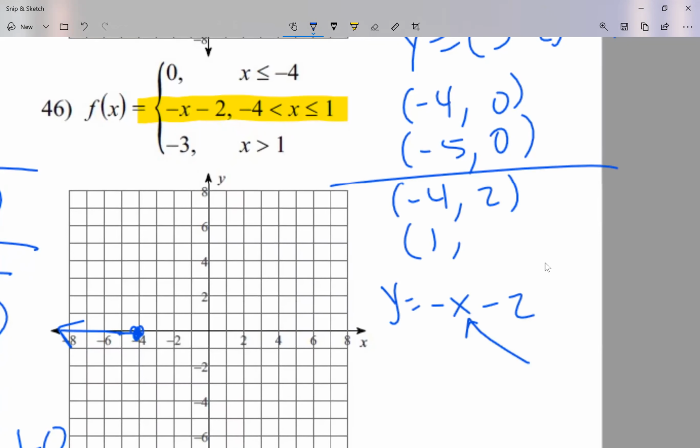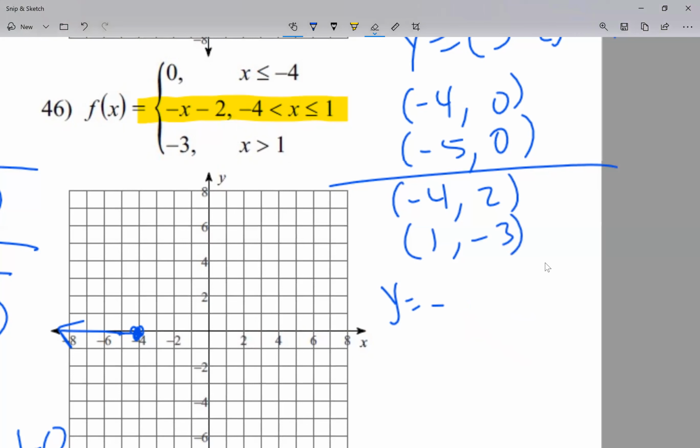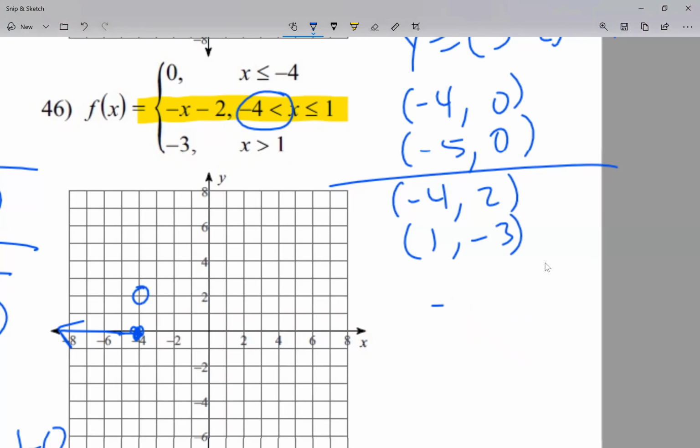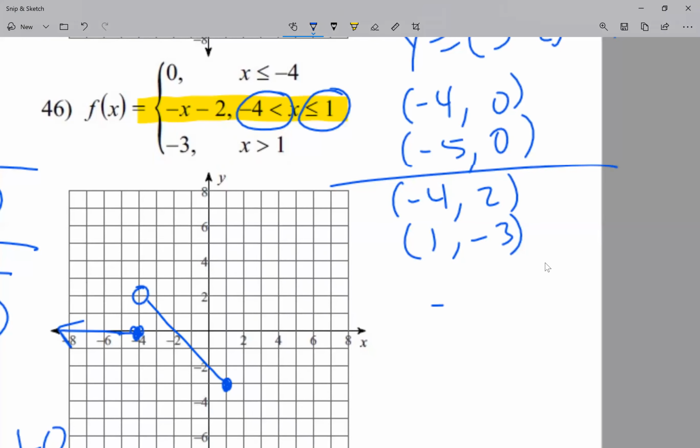Negative of a negative minus 2. Now, if X equals 1, I get that my Y value is -3. Actually, I just plug them in there. So that gives me 2 points. The first point, based on the inequality sign, it's an open circle, -4, 2. The second point, based on the inequality sign, it's a closed circle, 1, -3. And I know this looks like a line, so I'm just going to connect those.